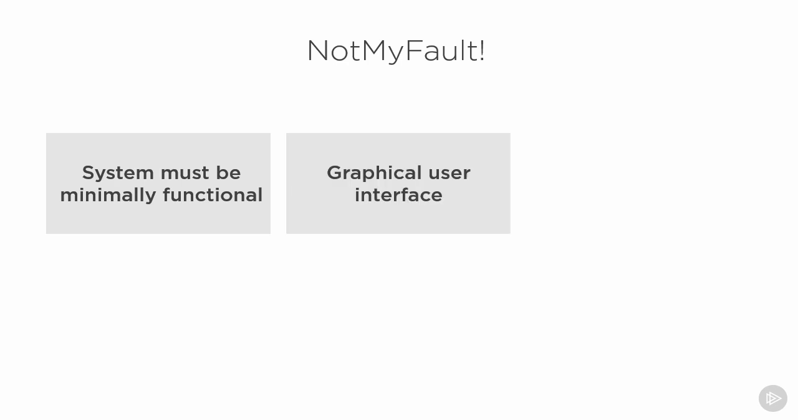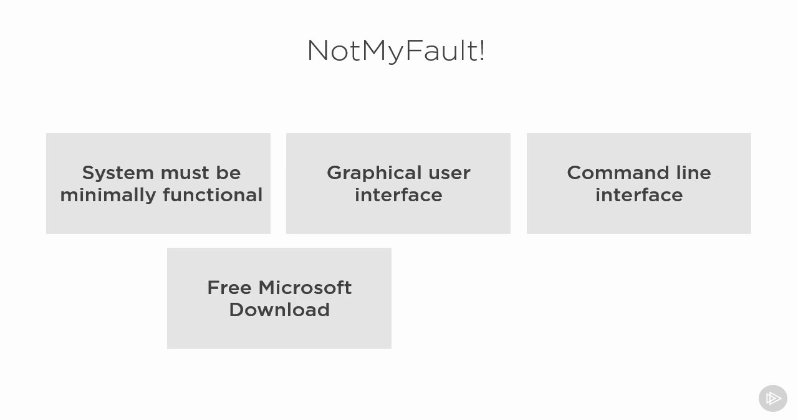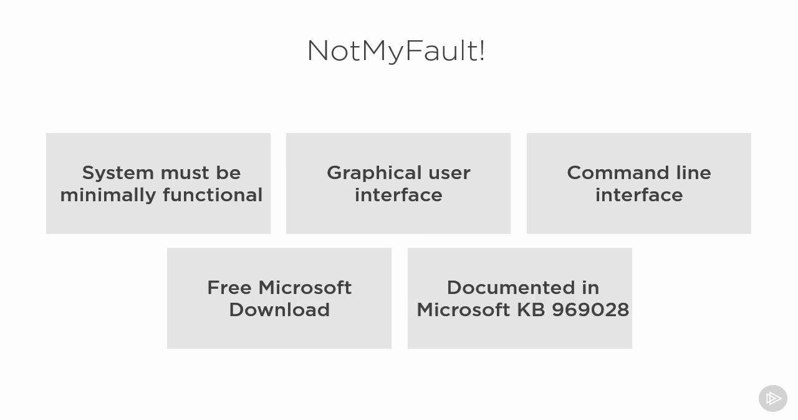This tool does provide a graphical user interface which literally allows you to pick your poison. How do you want to crash the system? It also has a command line interface which is incredibly useful for scripting. I'll show you in a later module how to go about scripting a crash dump when a particular event may occur. You can get this tool as a free Microsoft download. You'll find it documented in Microsoft KB article 969028.